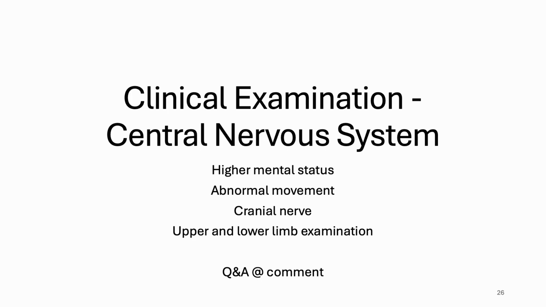Now we have come to the end of this rather extensive mini lecture on the examination of the central nervous system. We have covered the assessment of higher mental status, examination of abnormal movement, the assessment of cranial nerves, and upper and lower limb neurology, which is strictly not only for the central nervous system, but also involves the peripheral nervous system.